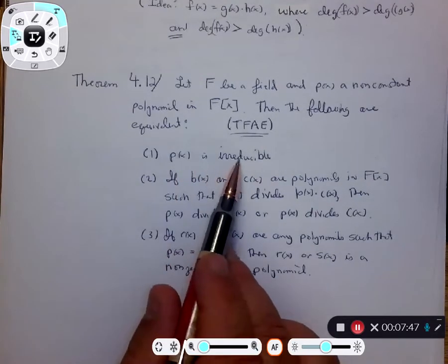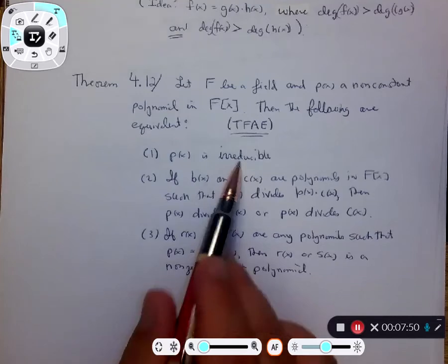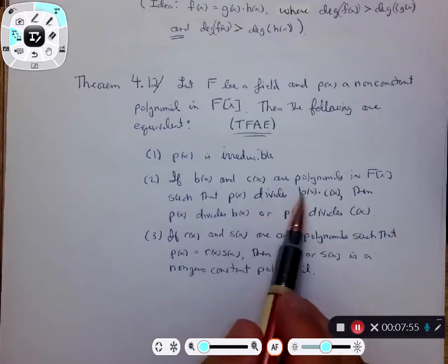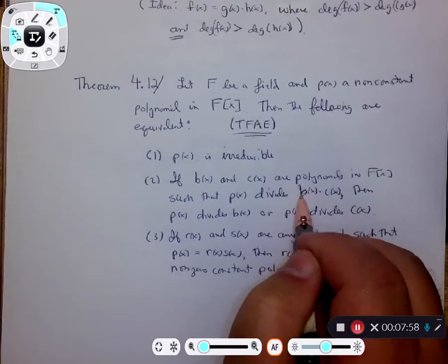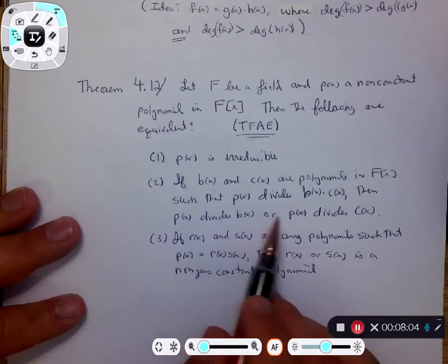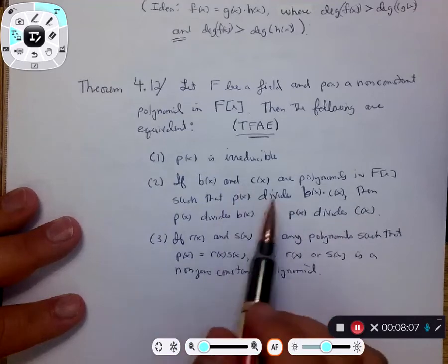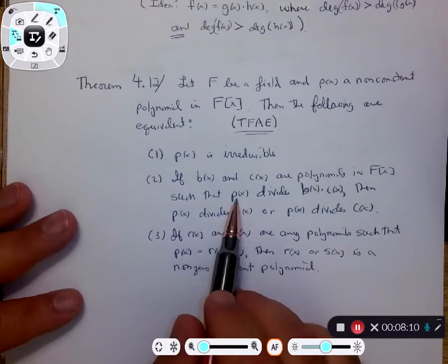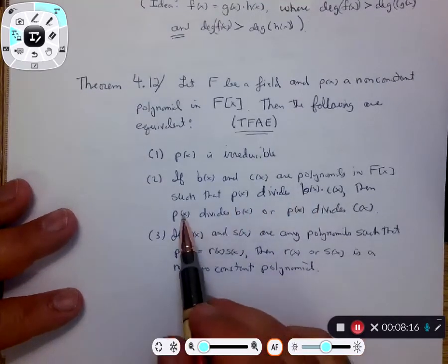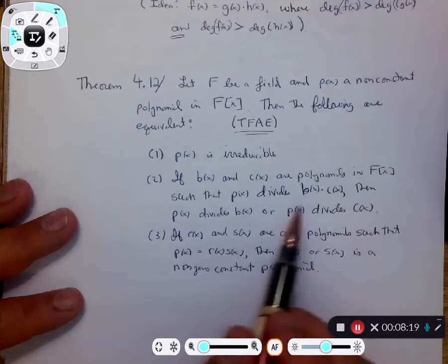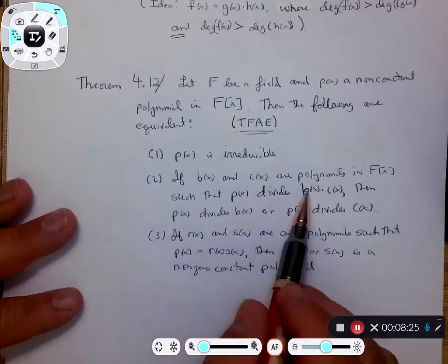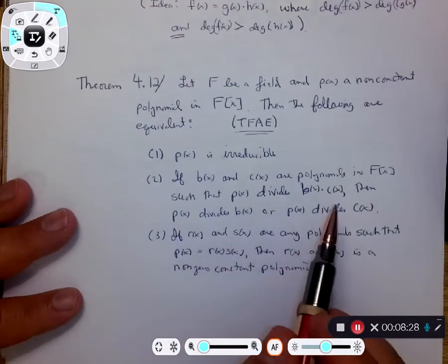1. p(x) is an irreducible polynomial. 2. If b(x) and c(x) are polynomials in F[x] such that p(x) divides b(x) times c(x), then p(x) divides b(x), or p(x) divides c(x). So if you've got a polynomial p(x) that divides the product b(x) times c(x), then that forces p(x) to divide b(x) or p(x) to divide c(x). That tells me that p(x) had to be irreducible. And if it's irreducible and you've got a polynomial that divides a product, it's either got to divide the first guy or it's got to divide the second guy.